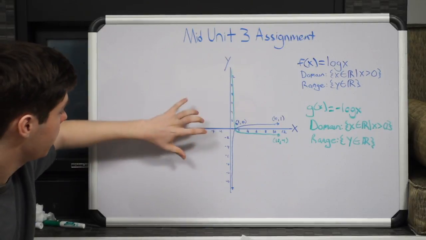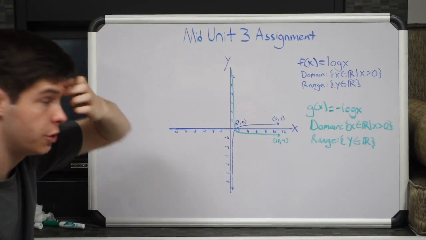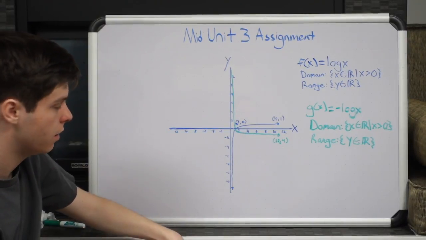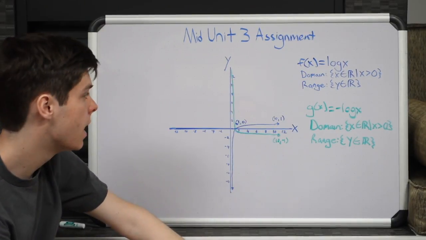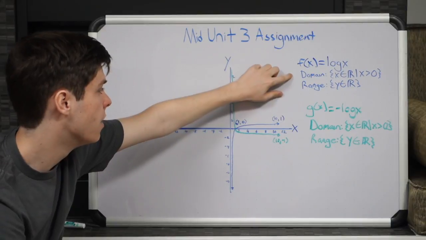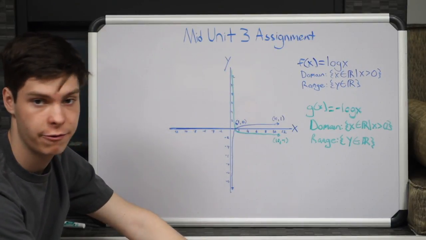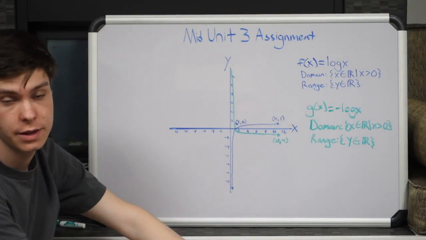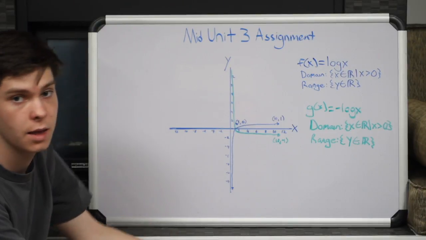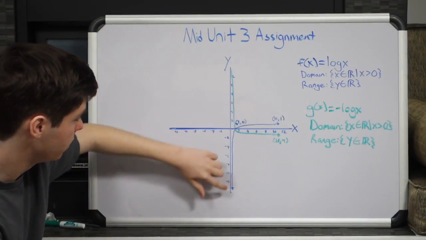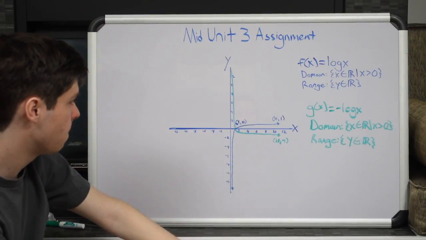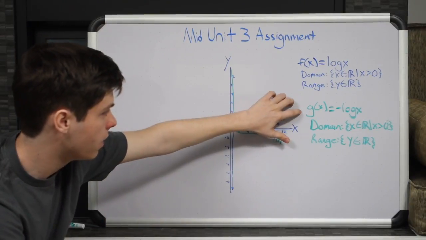So here is my axis, and I use two functions to show this. This is f of x equals logarithm of x, and the domain is x is an element of the real numbers and x is greater than 0, and the range is y is an element of the real numbers. And here you can see the blue line is the f of x function.